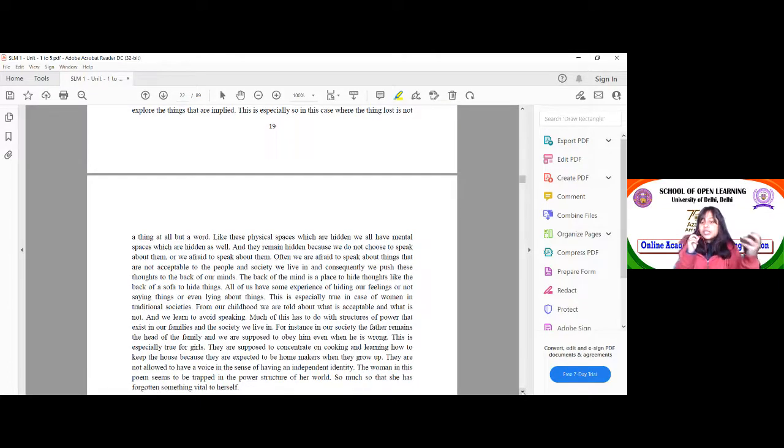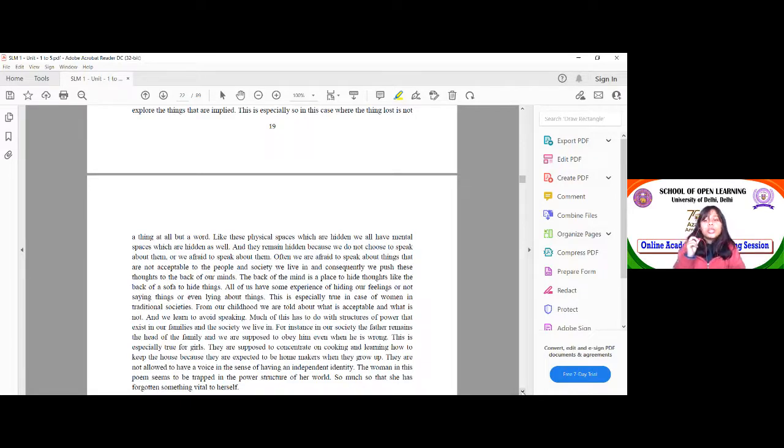For instance, in our society, the father remains the head of the family, and we are supposed to obey him even if he is wrong. This is especially true for girls. They are supposed to concentrate on cooking and learning how to keep the house clean, because they are expected to be homemakers when they grow up. Obviously, this is about traditional societies, and now it doesn't happen.